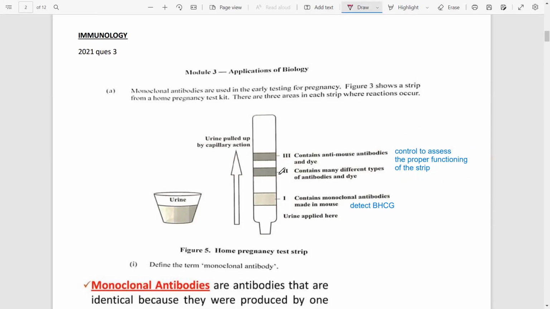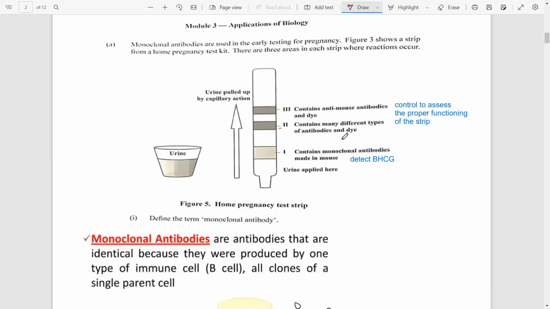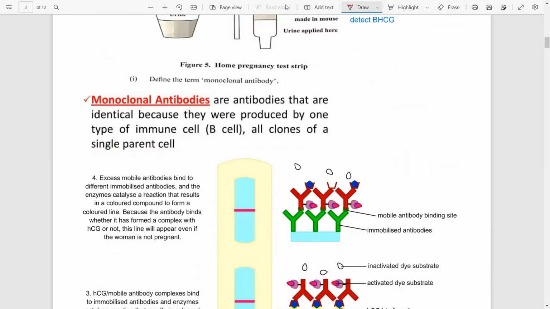But the part number 2 now is supposed to be able to bind to monoclonal antibodies that have beta HCG bound to it. All right. So I'm going to come back to this pregnancy test here because I wanted to show you another version of it. So there was a question asking you to define a monoclonal antibody, the 2 marks.